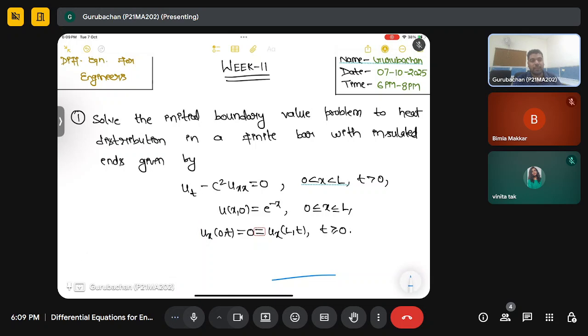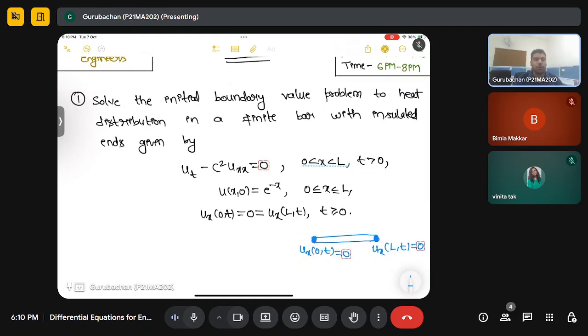So insulated means basically, if you have some kind of rod or bar, at both ends the velocity of heat flow is 0. So here it is ux(0,t), which is 0. Here ux(L,t) is also 0. We have been given this. So we have to solve this initial boundary value problem for this heat equation specifically.